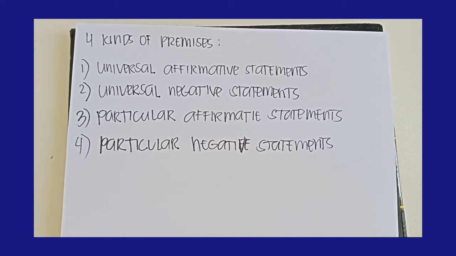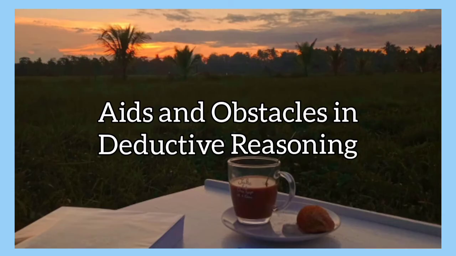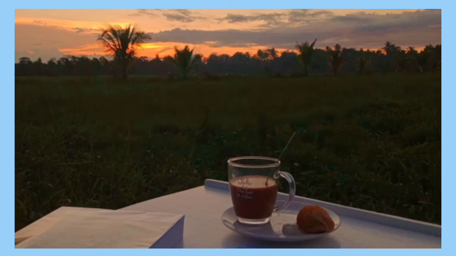The last one is the particular negative statements. These are negative statements about some members of a class. For example, some cognitive psychologists are not physicists. In deductive reasoning, as in many other cognitive processes, we engage in heuristic shortcuts. These shortcuts sometimes lead us to inaccurate conclusions. In addition to these shortcuts, we often are influenced by biases that distort the outcomes of our reasoning.